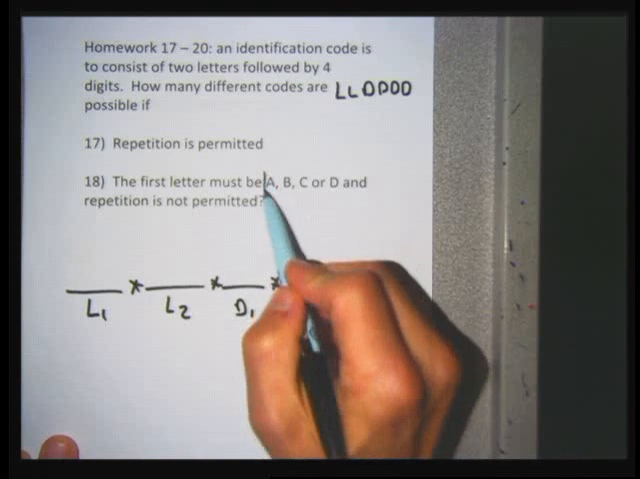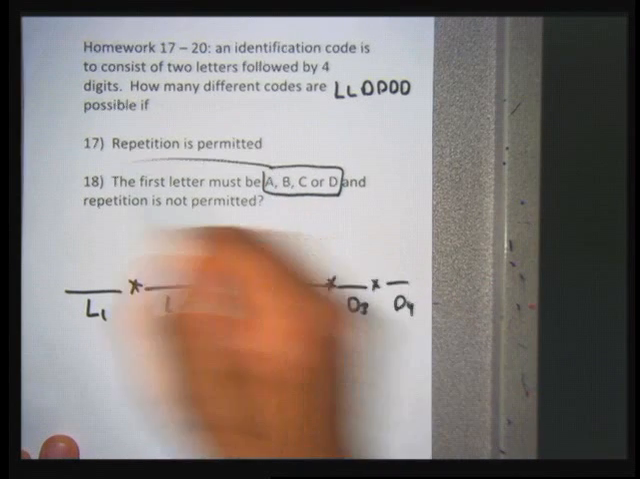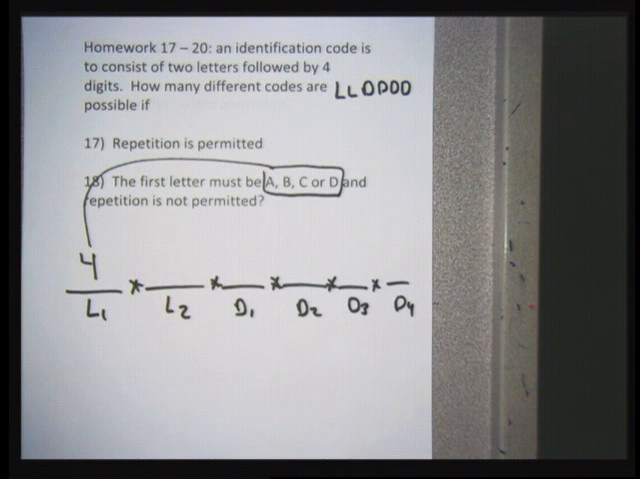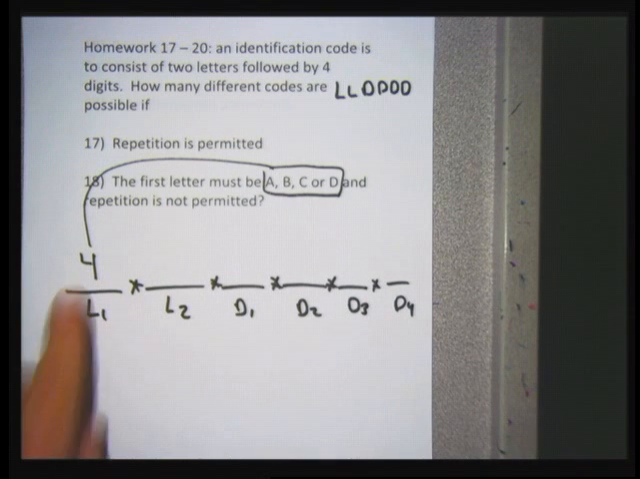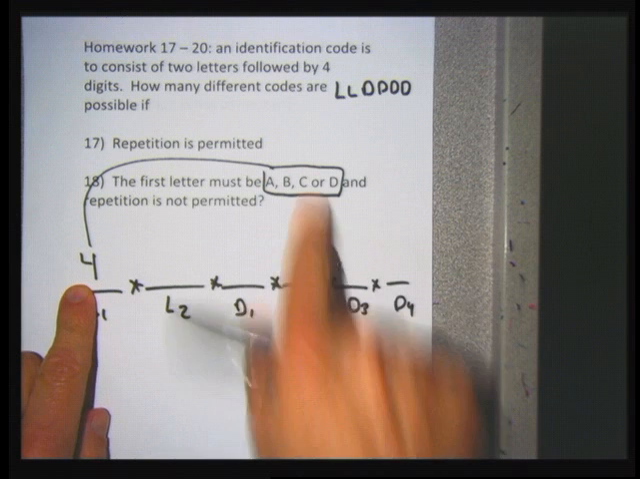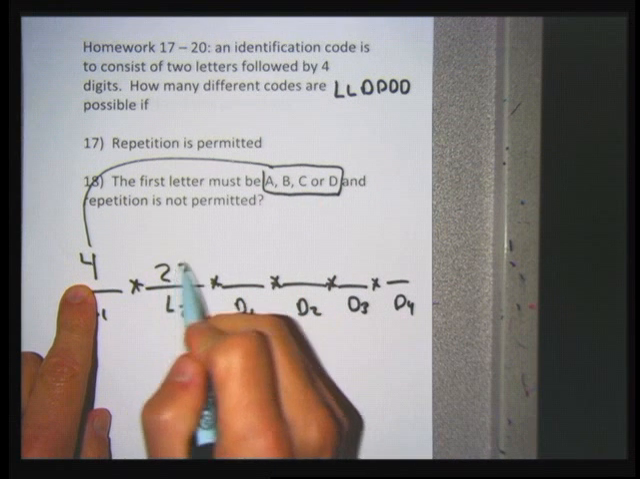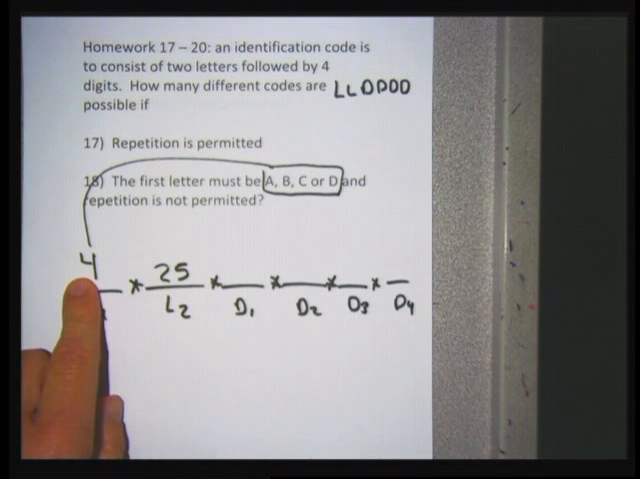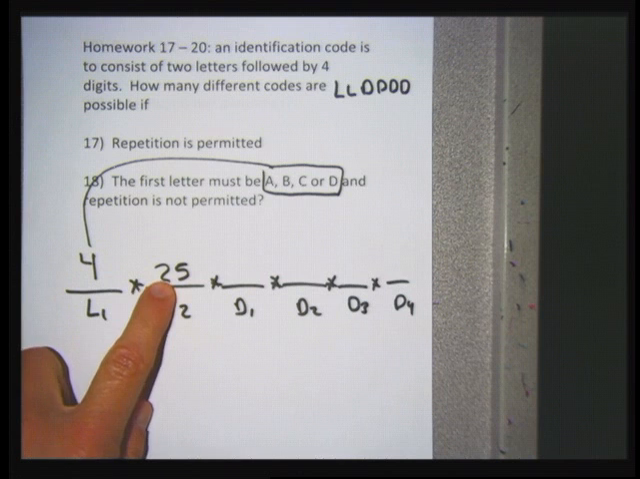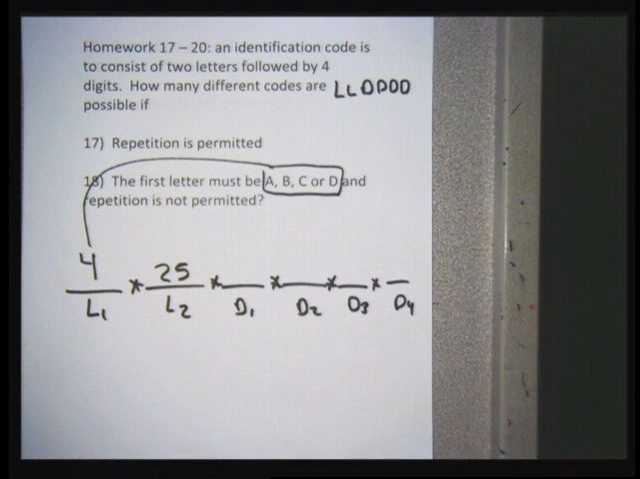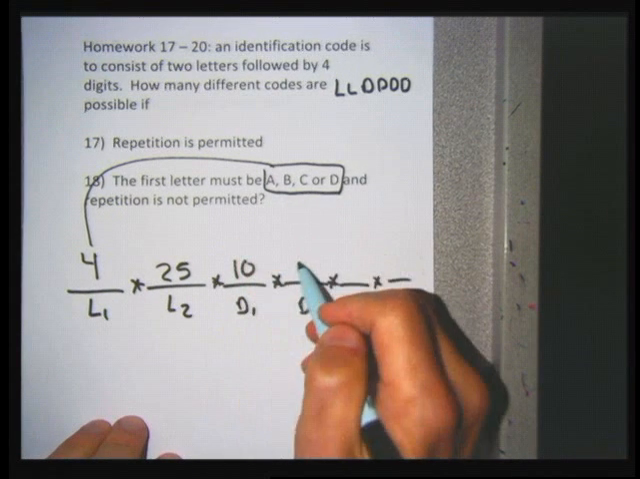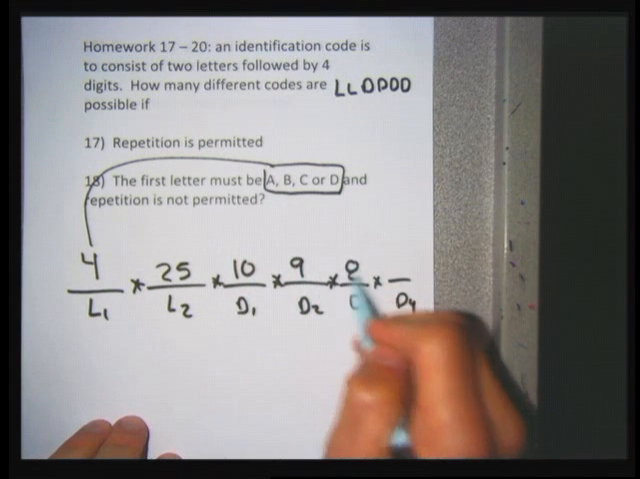The first letter must be A, B, C, or D. So for the first letter, I'm going to pick 4. Repetition isn't permitted, so initially there's 26 letters in the alphabet. I pick one of them to go first, one of those 4. There's going to be 25 letters for my second letter. Whichever one of the 4 letters wasn't picked isn't available again, and I have 25 left. And then my digits, I'm going to increment down. There's 10 digits for the first. I pick one. I can't use it again. I go 9, 8, and 7.